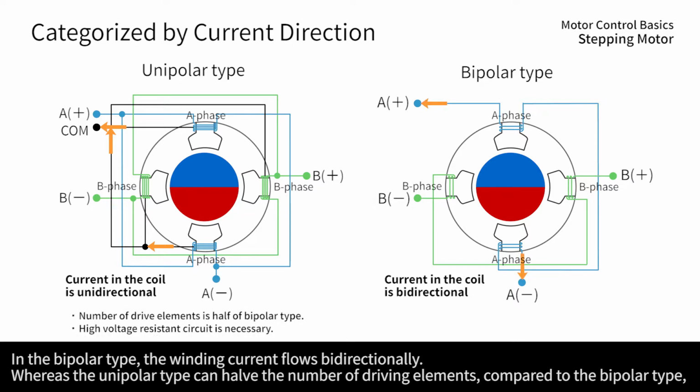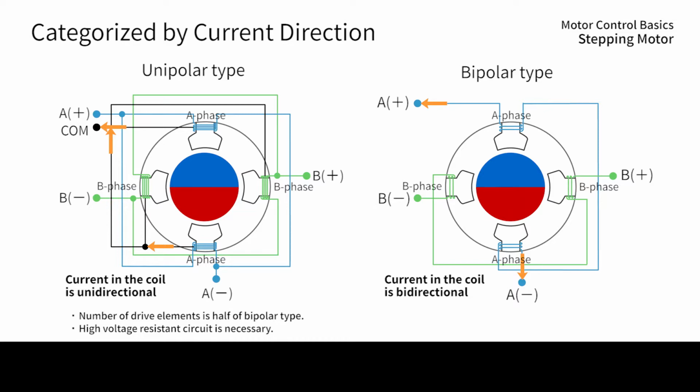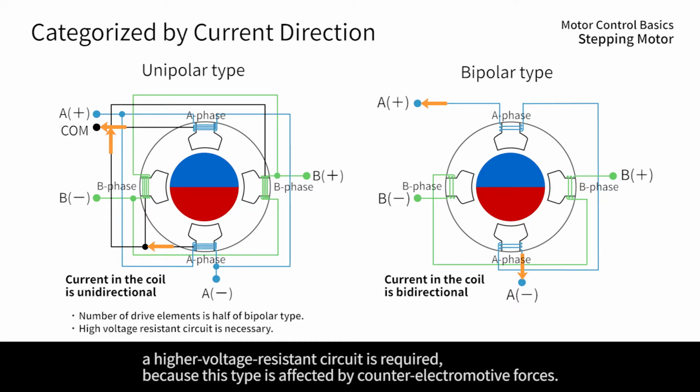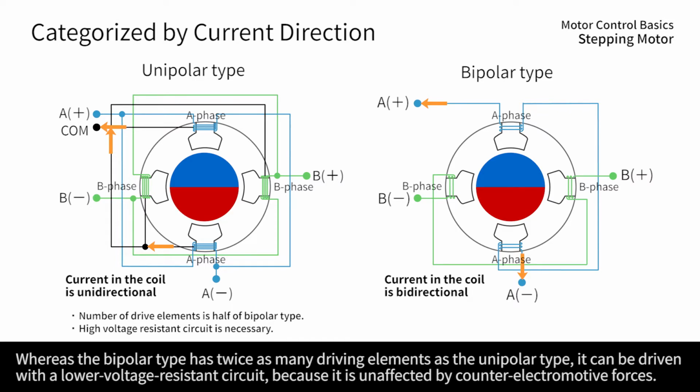Whereas the unipolar type can have fewer driving elements compared to the bipolar type, a higher voltage resistant circuit is required, because this type is affected by counter-electromotive forces. Whereas the bipolar type has twice as many driving elements as the unipolar type, it can be driven with a lower voltage resistant circuit, because it is unaffected by counter-electromotive forces.